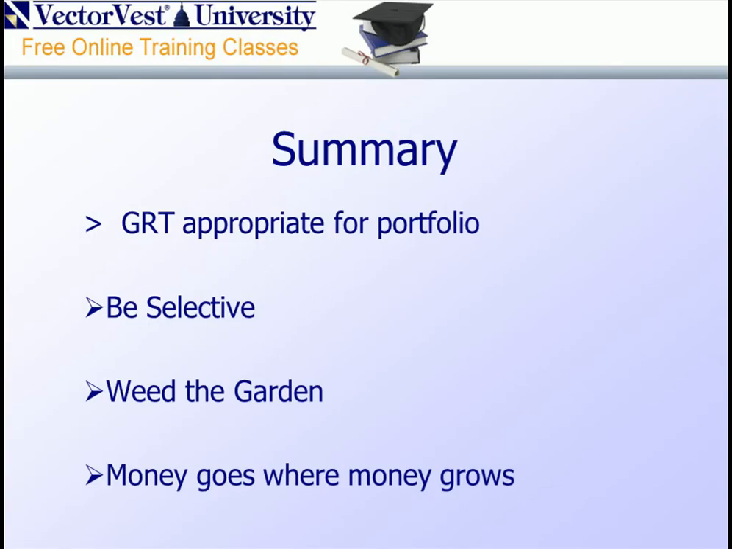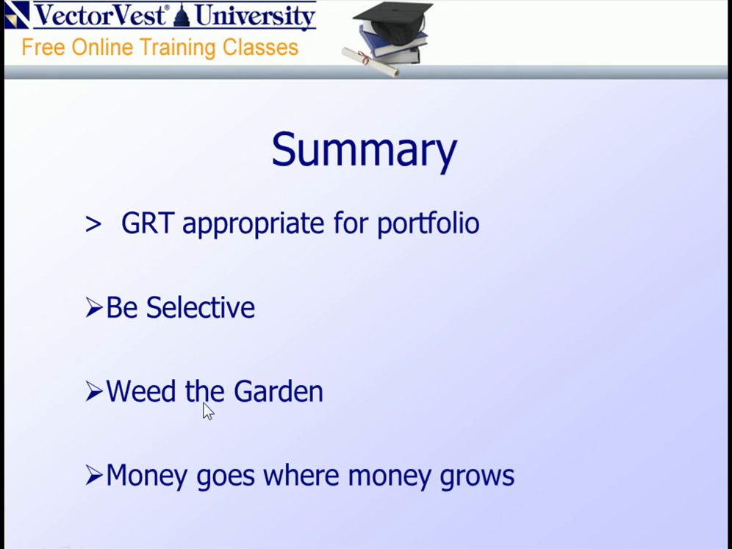So in summary, here's what we've done. We've chosen a growth rate appropriate for our portfolio. For me, I'm not comfortable with stocks with a GRT below 20. Yours might be higher, yours might be a little bit lower, but I wanted to show you a technique that would work in all markets. We can be selective. We can choose stocks that we believe will give us the best opportunity to have a vibrant, growing portfolio.